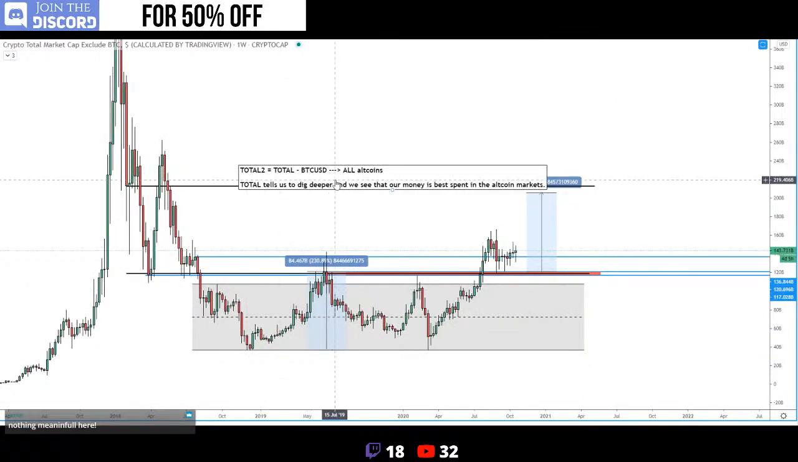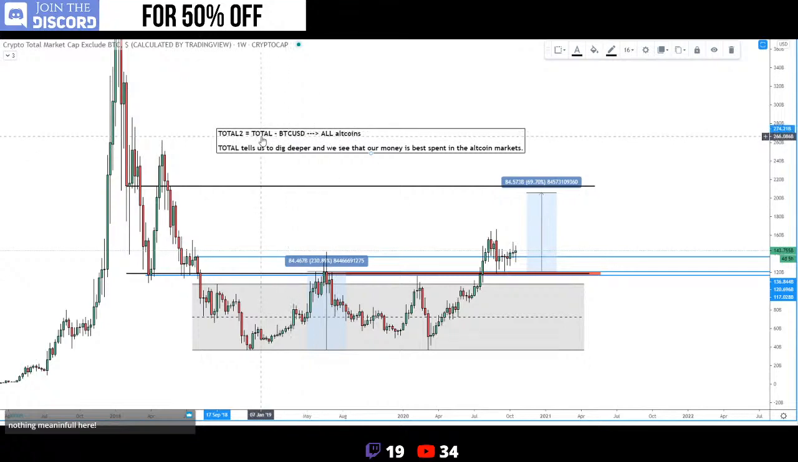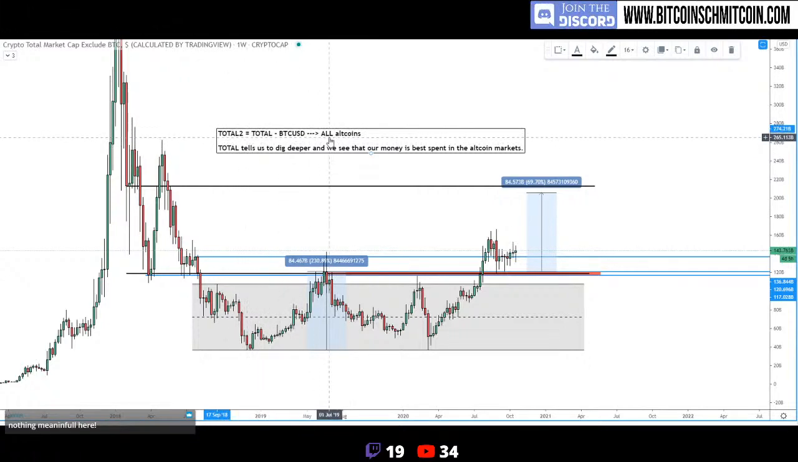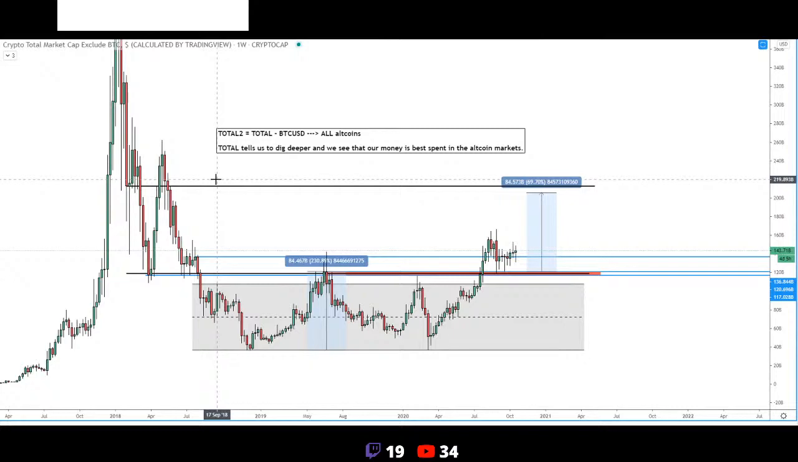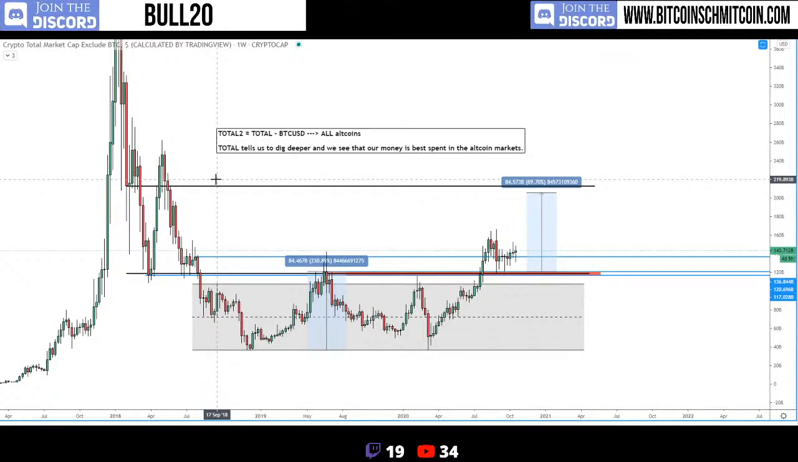Total 2, I'm just going to leave this on here forever so you don't have to ask. Total 2 is just total market cap minus Bitcoin, so it's all altcoins. Why do we look at total 2? We want to know if there is strength in altcoins. We want to know, is our money best in Bitcoin or altcoins? We've already determined we want to be in crypto. We just want to know where. Total market cap says crypto is a risk-on event. We want to put money into crypto.